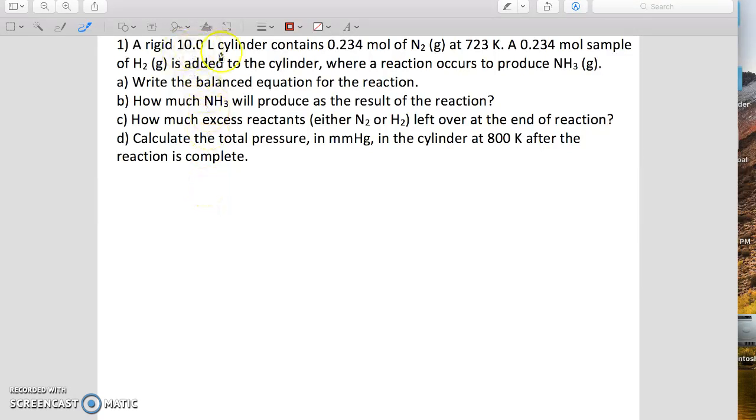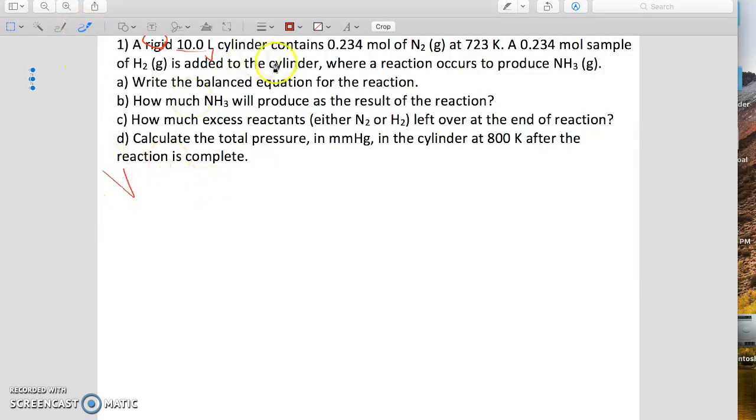Usually the unit will tell you what it is. Okay, so 10 liters is a volume, so you should know that that's a V. Rigid container. Rigid just means that your volume is not going to change. This V is going to stay the same, which is important to know. So I'm just going to put it on the side.